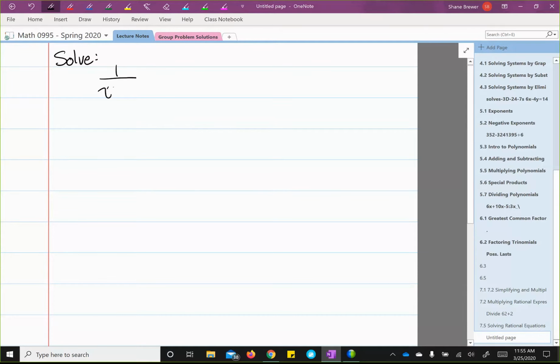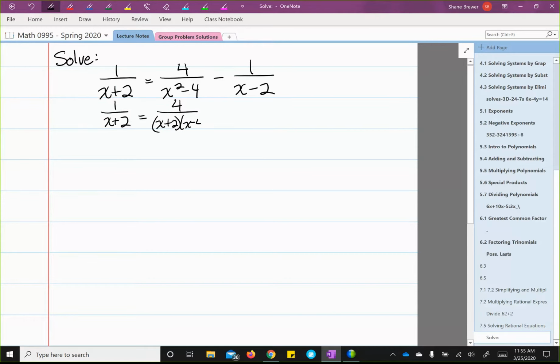1 over x plus 2 equals 4 over x squared minus 4 minus 1 over x minus 2. All right. So we're going to multiply by the least common denominator. But one of the things that we've learned is if I want to find the least common denominator, I have to factor all the denominators that I have. So this x squared minus 4 needs to be factored into an x plus 2 and an x minus 2. And that's the only thing we need to factor. But once it's factored, now I can find the LCD. And I look at those and I say, oh, my LCD's got to have an x plus 2 in it and an x minus 2.